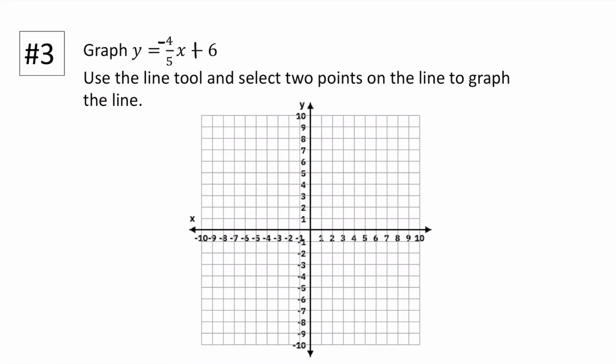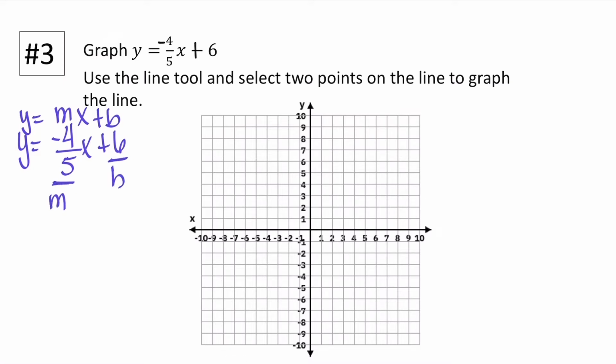So now let's graph y equals negative 4 over 5x plus 6. So this equation, y equals negative 4 over 5x plus 6, is in slope-intercept form. So we have our slope, which is m, of negative 4 over 5, and our y-intercept of b, which is 6. So that means my y-intercept will be at the point (0, 6). My m, which is negative 4 over 5, means that I'm going to calculate slope as down 4, right 5.